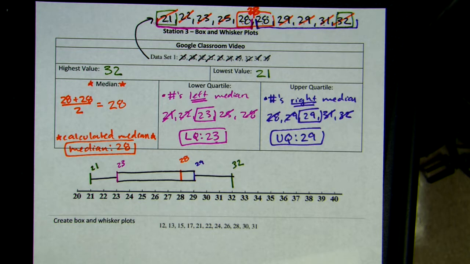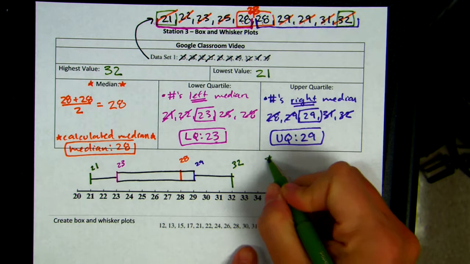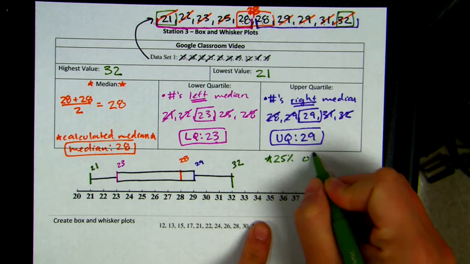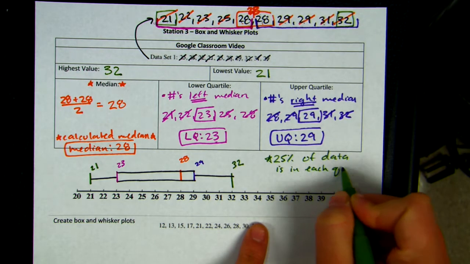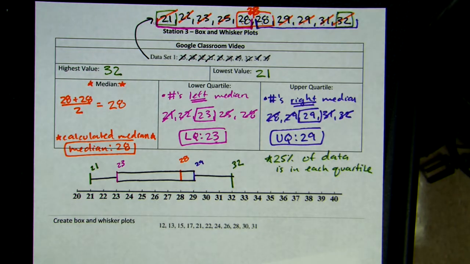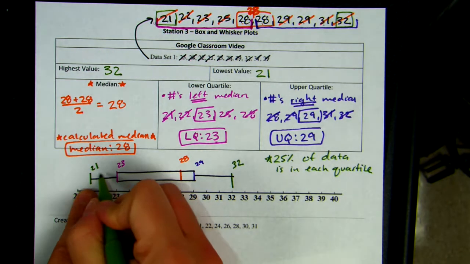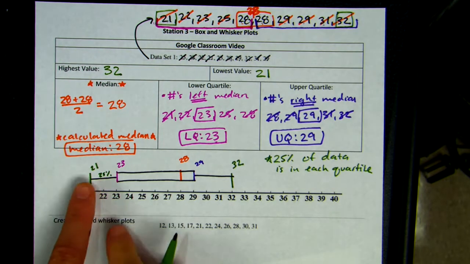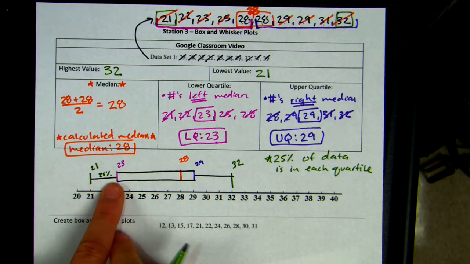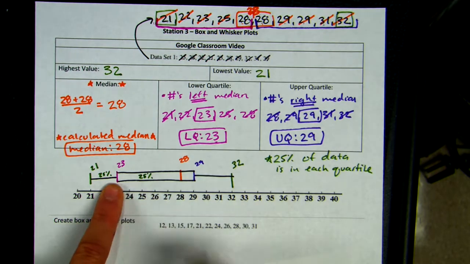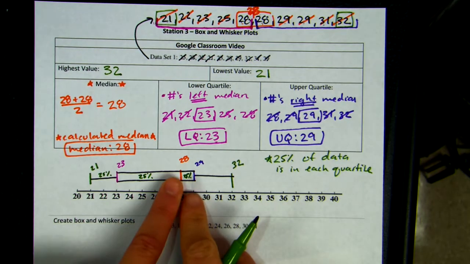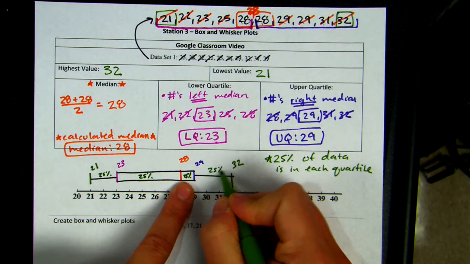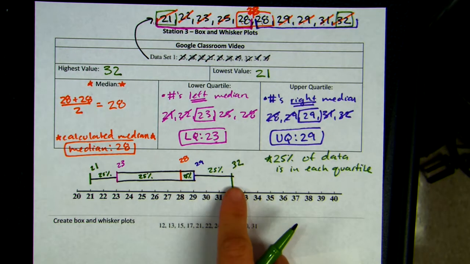So I've drawn my box and whisker plot, but what does it actually mean? Well, it gives us kind of a dispersion of the data. Reminder that 25% of data is in each quartile. That's why they're called quartiles, because it is a quarter or 25% of the data. So 25% of my data is between the lowest value and the lower quartile. 25% of my data is between the lower quartile and the median. 25% of my data is between the median and the upper quartile, and 25% of my data is between the upper quartile and the highest value.